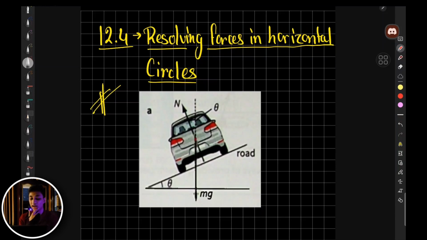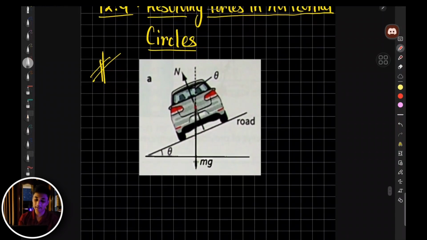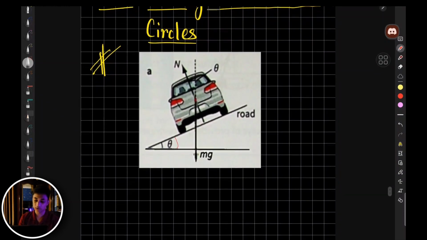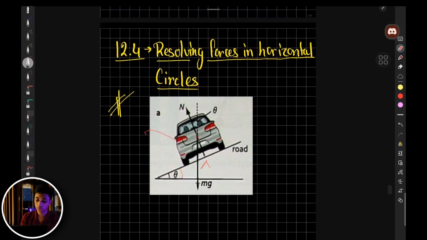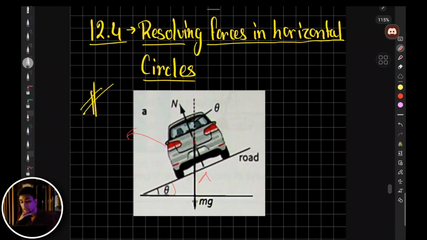So for this example, we have a banked road, which is at an angle theta to the horizontal. It is following a circular track in this direction. So for this, we're going to be deriving and resolving the forces to find out what is providing the centripetal force or centripetal acceleration.